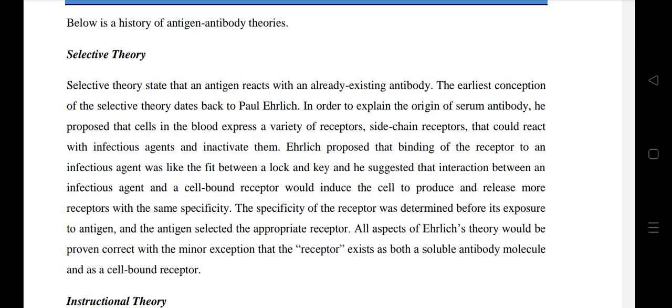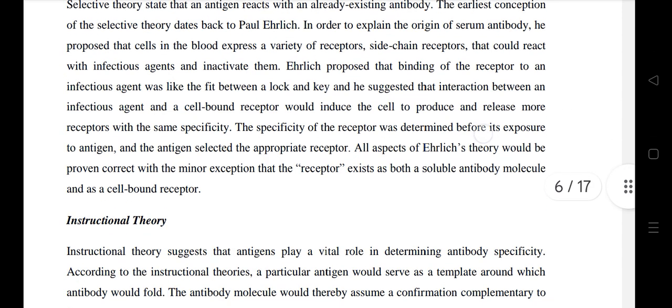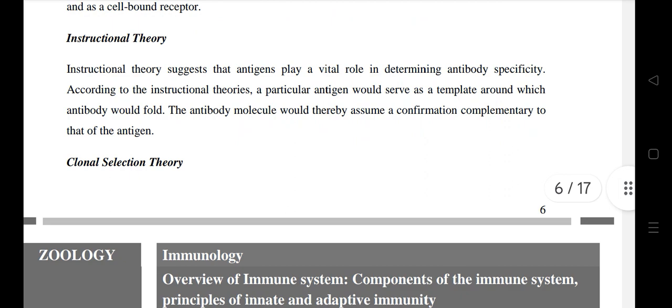The specificity of the receptor was determined before its exposure to antigen, and the antigen selected the appropriate receptor. All aspects of Ehrlich's theory would be proven correct with the minor exception that the receptor exists as both a soluble antibody molecule and as a cell-bound receptor. Then instructional theory.